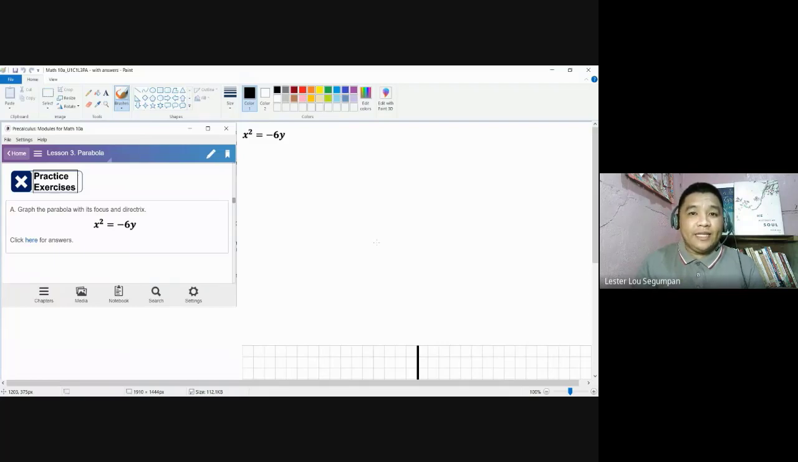In the previous grading, we were able to graph a parabola just from 5 different coordinates that were actually taken from our table of values. That was what happened during our grade 9.